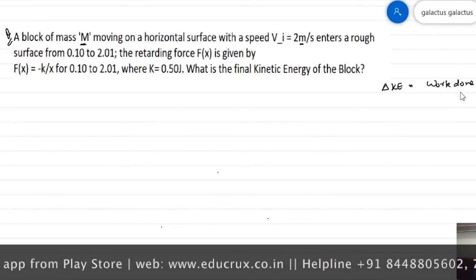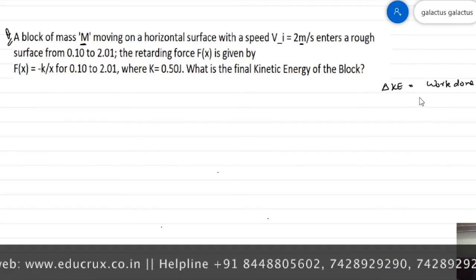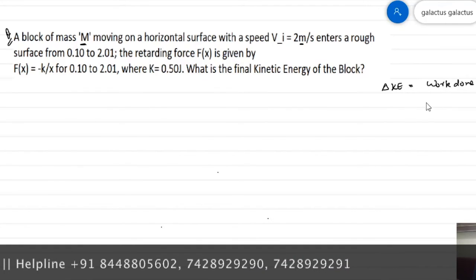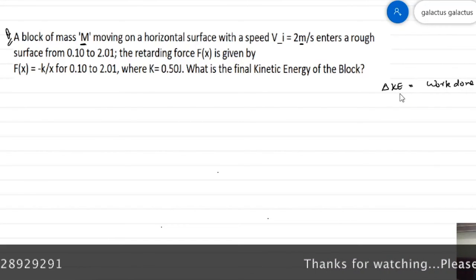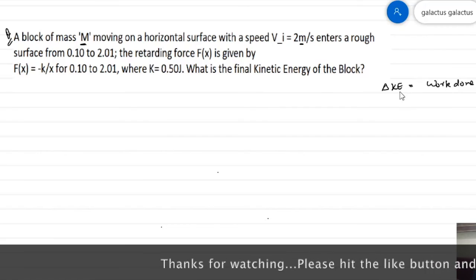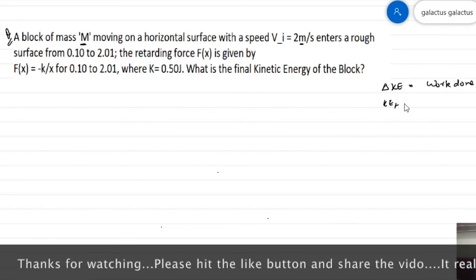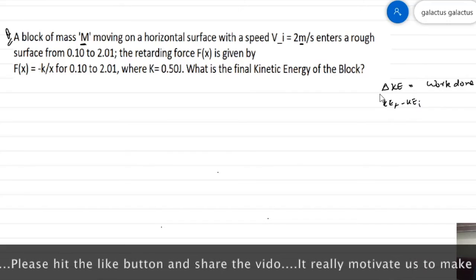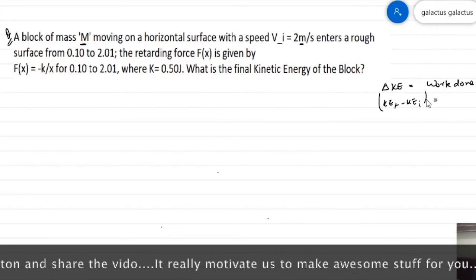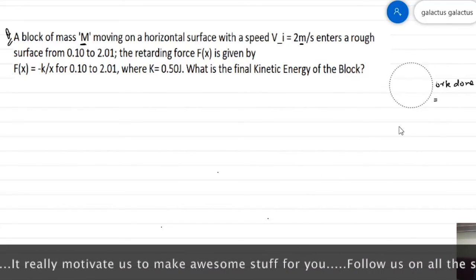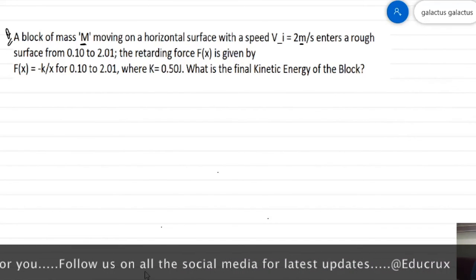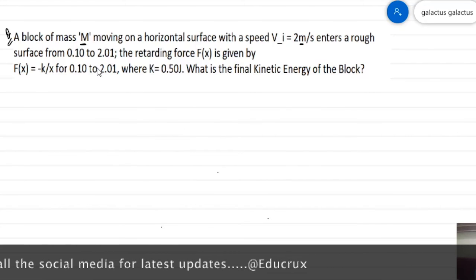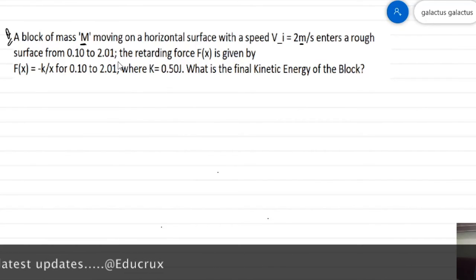So if I need to calculate the work done by any force to move a particle through a distance d, then what I can do is just find the difference of the kinetic energy final and kinetic energy initial. So if I do kinetic energy final minus kinetic energy initial, I will get the work done on the system. So this was the work energy theorem. Let us now read this question and understand what it's asking and how to apply the work energy theorem in this question.